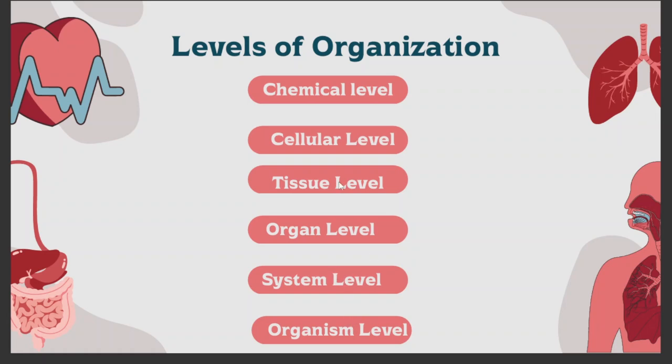I'll say that again. Tissue is a collection of cells. Organ is a collection of tissues. System is a collection of organs. And then organism is a collection of systems.